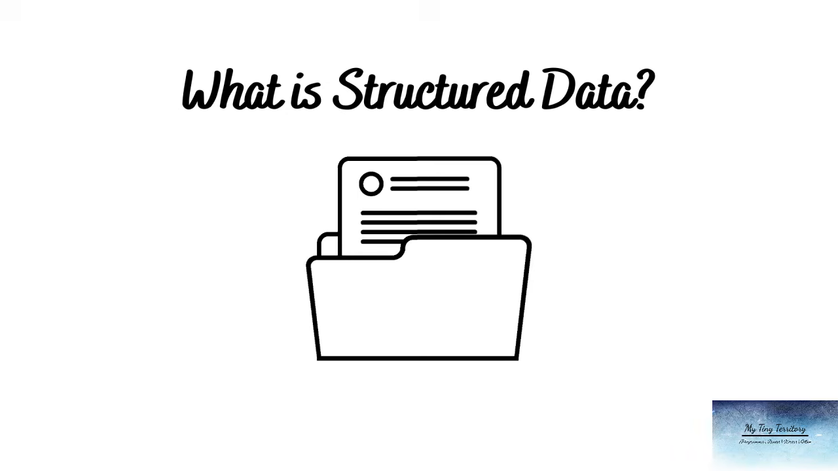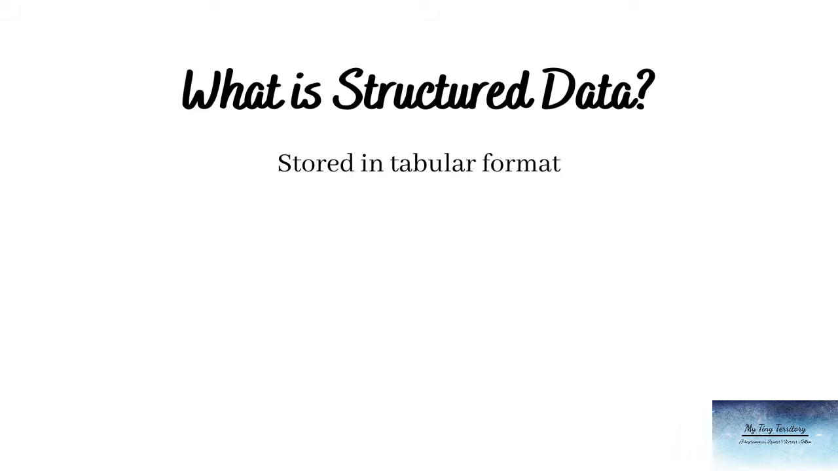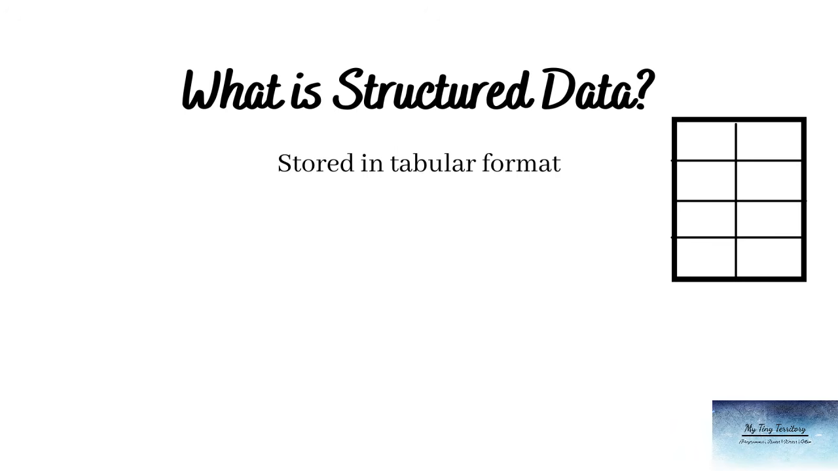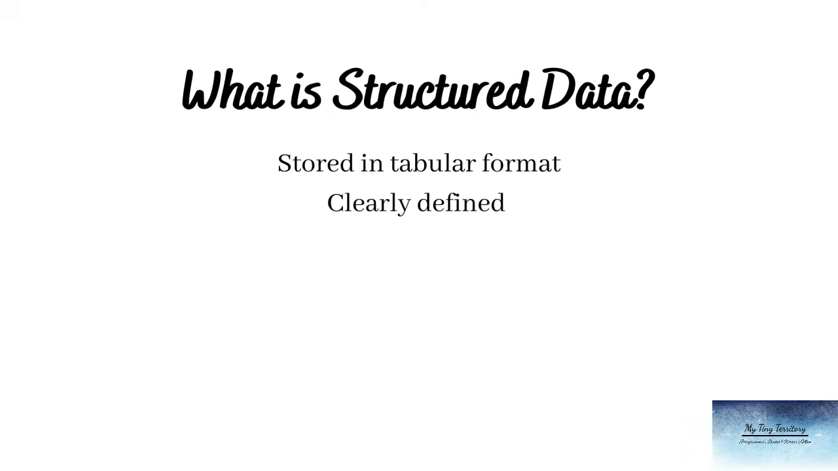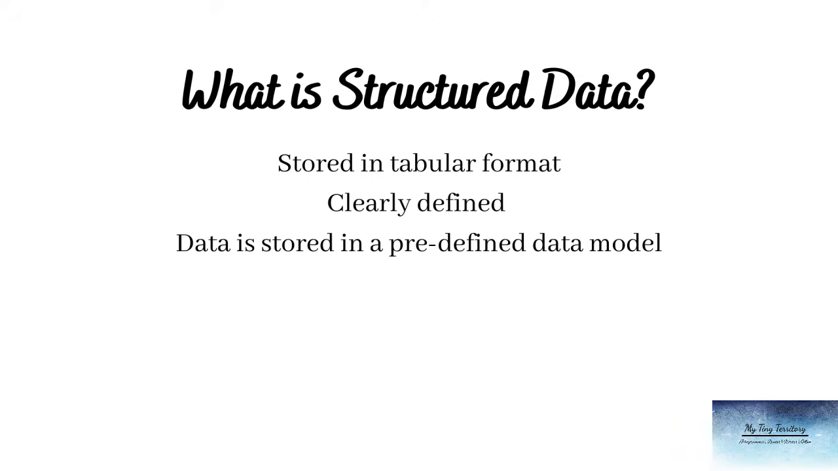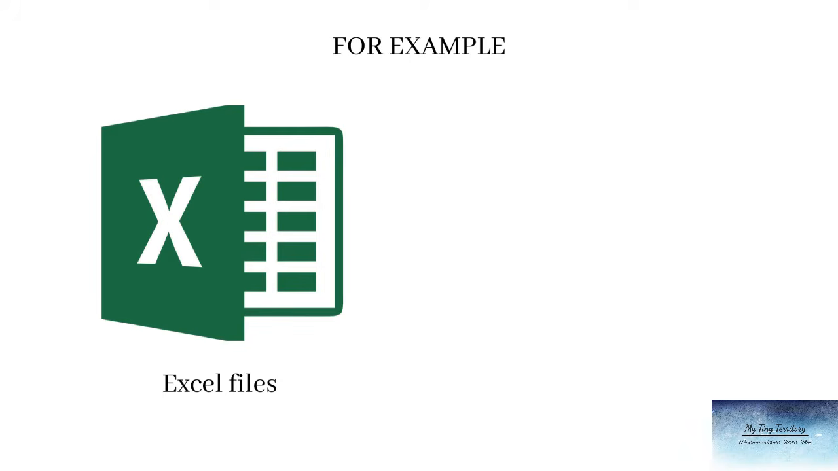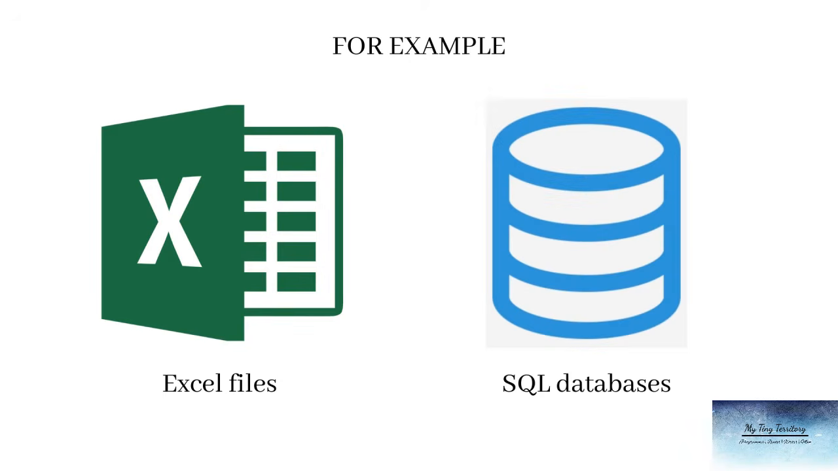Now let's see what is structured data. Structured data is the kind of data that is stored in a tabular format, that means in the form of rows and columns. Structured data is very clearly defined and it is stored in a predefined data model. For example, Excel files or SQL databases.